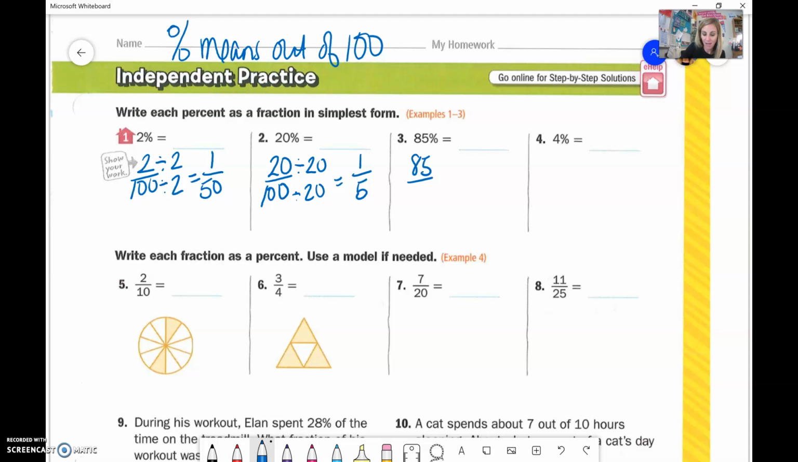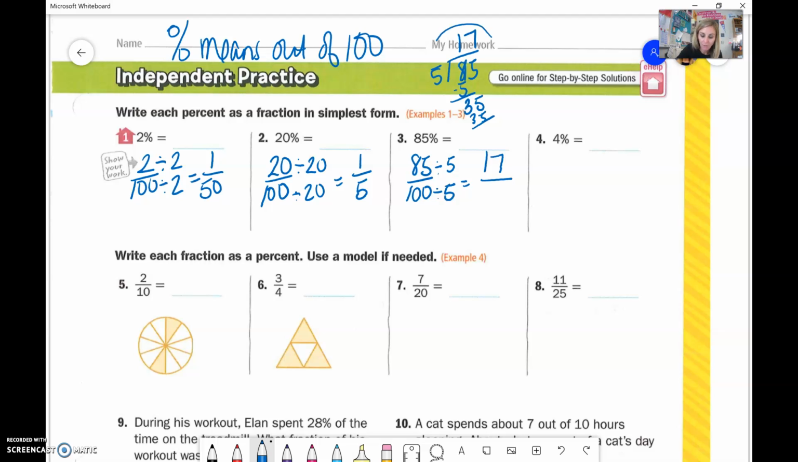All right, 85 over 100. I know that those are both multiples of 5, so I'm going to start there. I'm going to divide each of those by 5. 85 divided by 5. Well, if we're not sure, we're going to do this, right? 1, 5, 8. That gives me 3, 5, 7. That gives me 17. So 17.